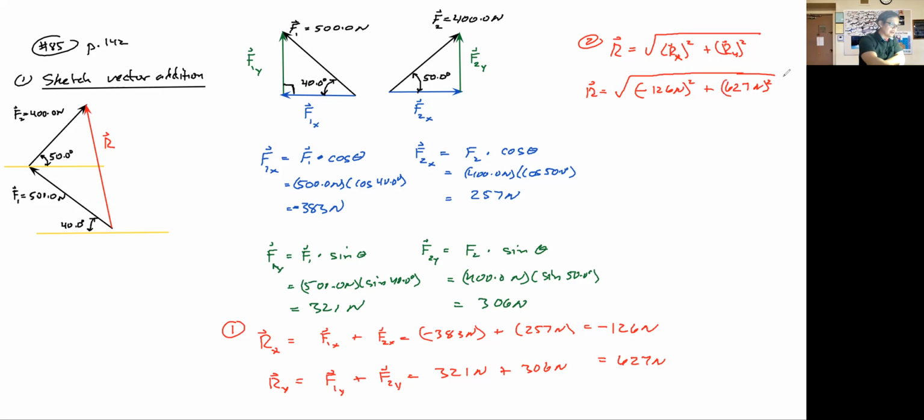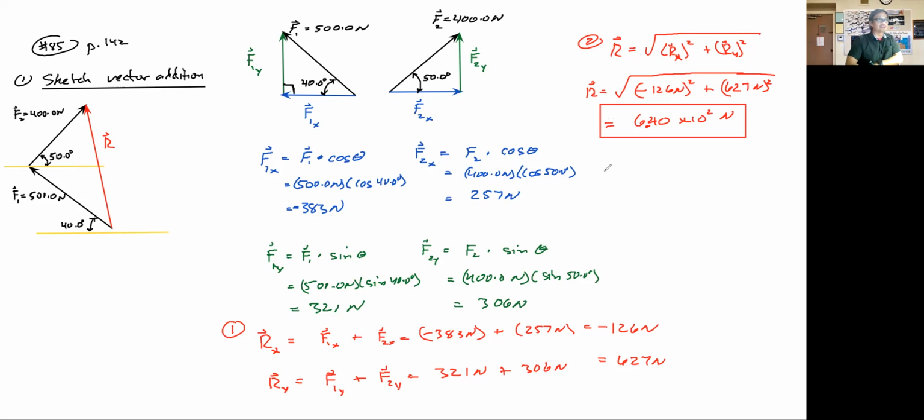And then I get an answer of 640, two significant figures, 6.40 times 10 to the second newtons. Okay, so I get 640 newtons as the resultant. So there it is. That is the length of this resultant vector here. Now we've got to finally get the angle here.